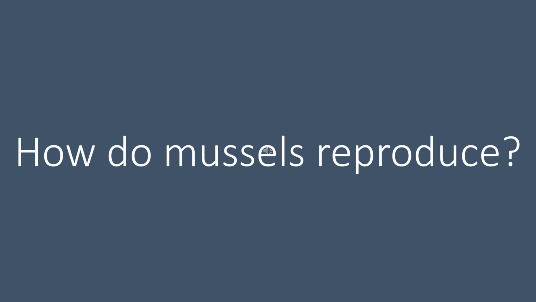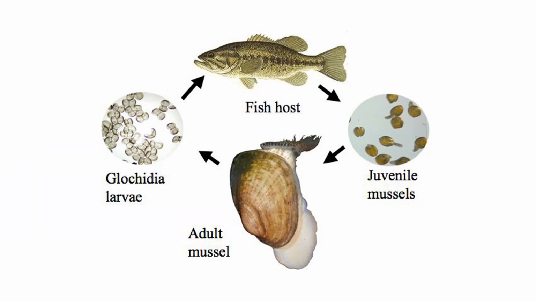So how do mussels reproduce? Freshwater mussels have a unique and complex way of reproduction, requiring a parasitic relationship between each mussel species and a fish host to complete the cycle. Some mussel species require a specific host, while others are a generalist species with host variability.